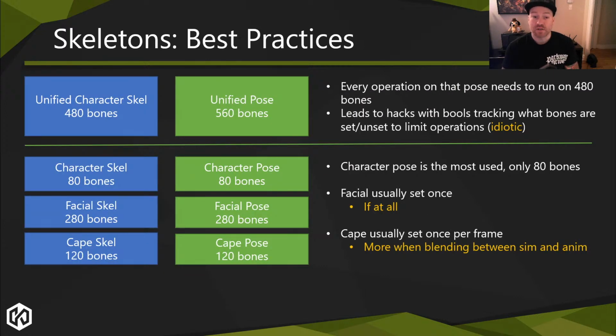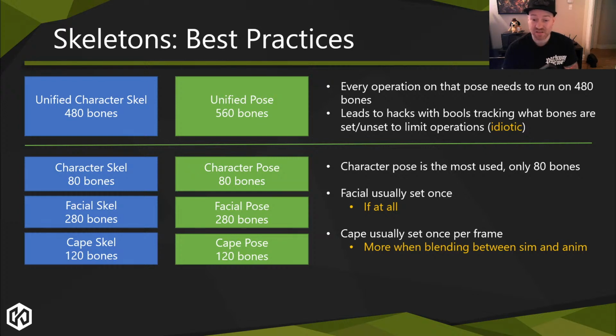So why is it bad to unify these things together? Well, for example, facial, we're setting that once a frame. We're not blending facial animations most of the time. We're not doing weird procedural stuff. We're basically saying, okay, you're playing one voice line. We're going to play that facial anim, and that's all we're going to do, once a frame. We're not going to have characters that are speaking 5 lines at the same time. They usually have one pose. And you can't really blend facial animation. It doesn't work that way.